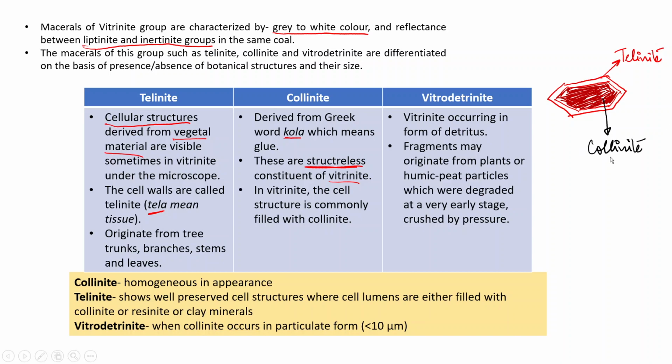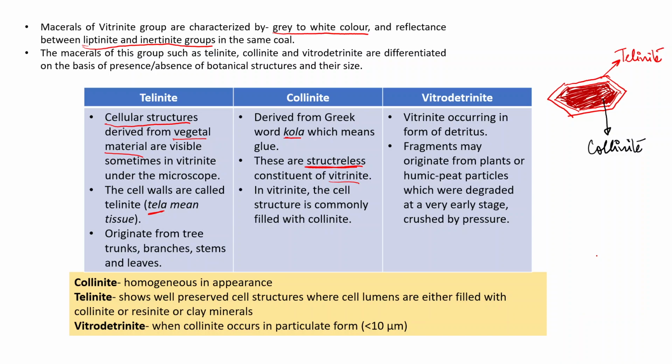Colinite. Okay, and vitrodetrinite, this is the vitrinite occurring in form of detritus, means fragments, and these fragments may originate from plant or humic peat particles which got degraded at a very early stage, or they may be crushed by pressure. So the original vitrinite material, when it breaks down into fragments, is called vitrodetrinite.